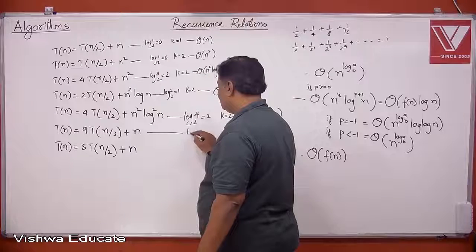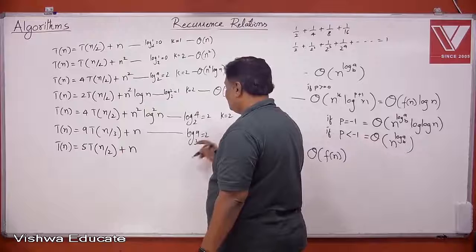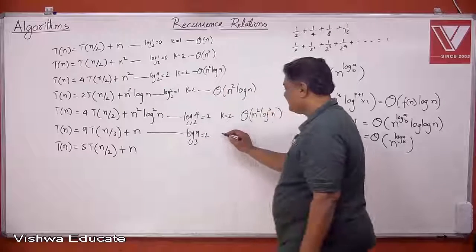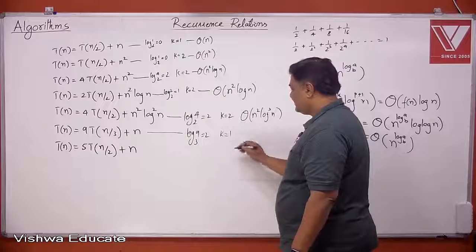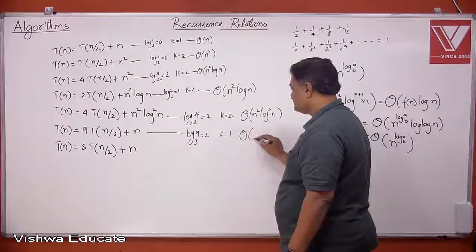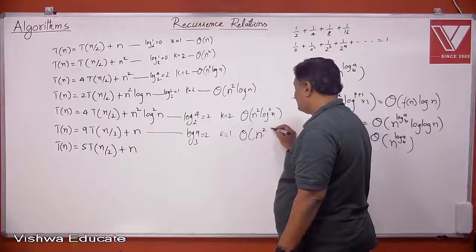Then this one, log 9 base 3 is 2 and power of n, k, is 1. So that is greater. This is coming under case 1. So the answer is n power log a base b, how much? 2.